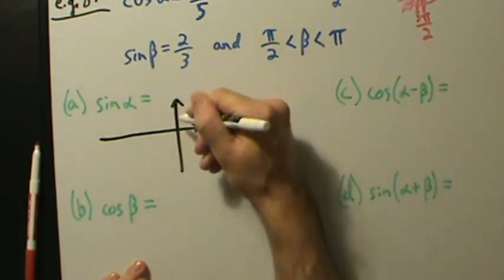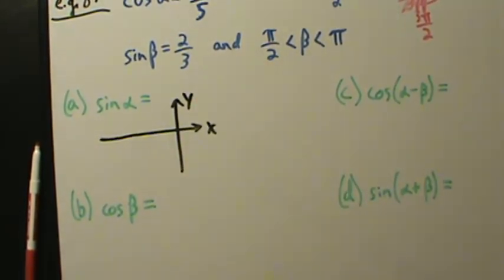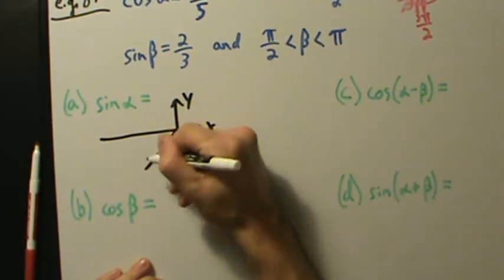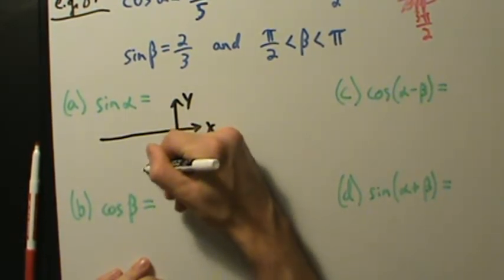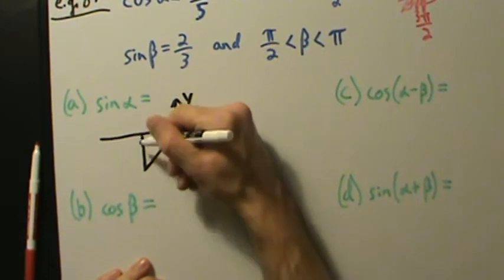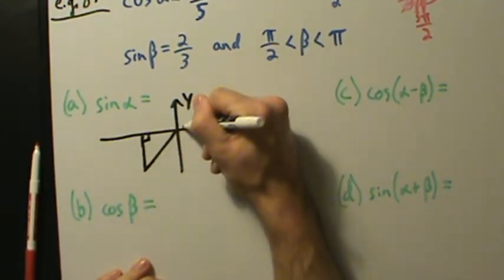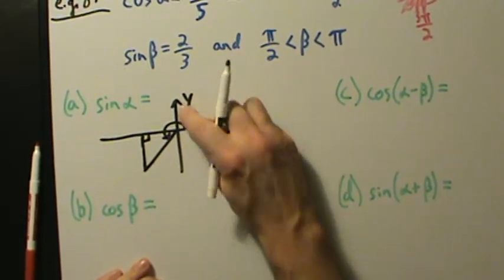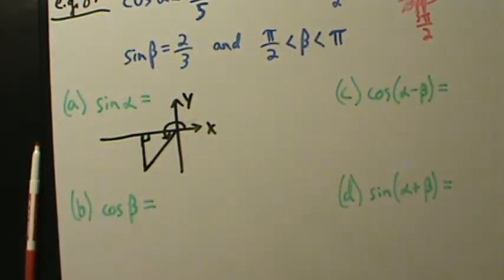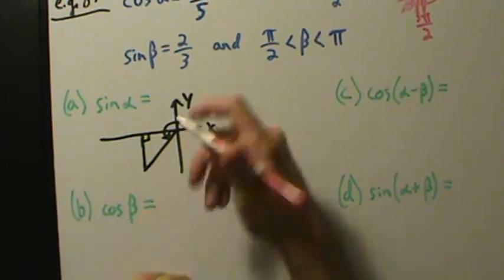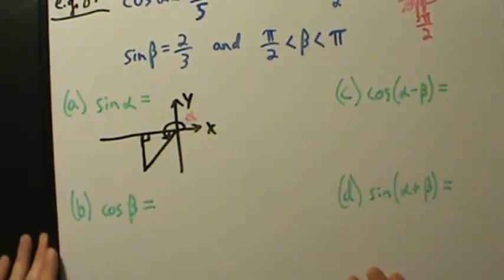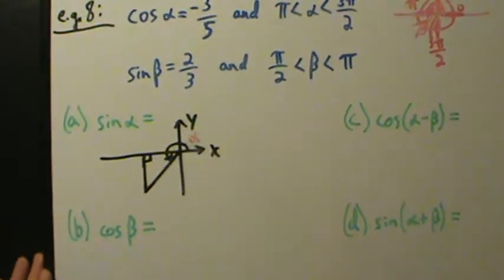X-axis, y-axis. And here's our angle alpha. And then we'll drop that perpendicular. Okay, so here's the angle alpha. So we'll go ahead and label that in a different color. Okay, so there's angle alpha. Now let's zoom in a little bit to this part A here.